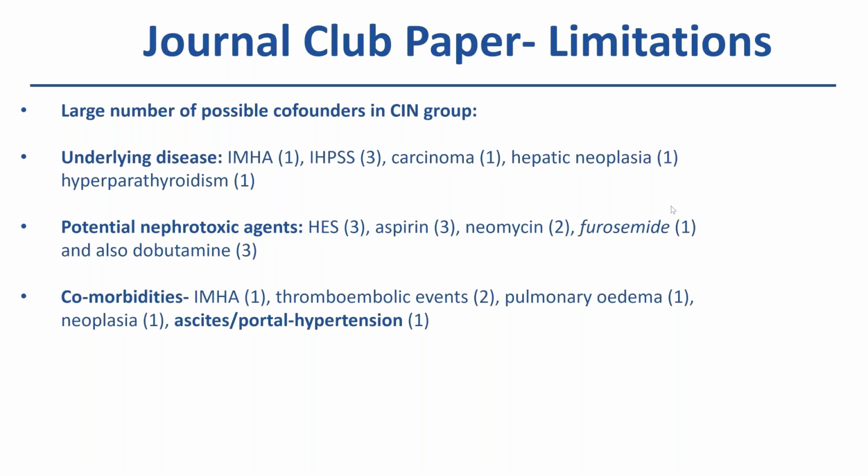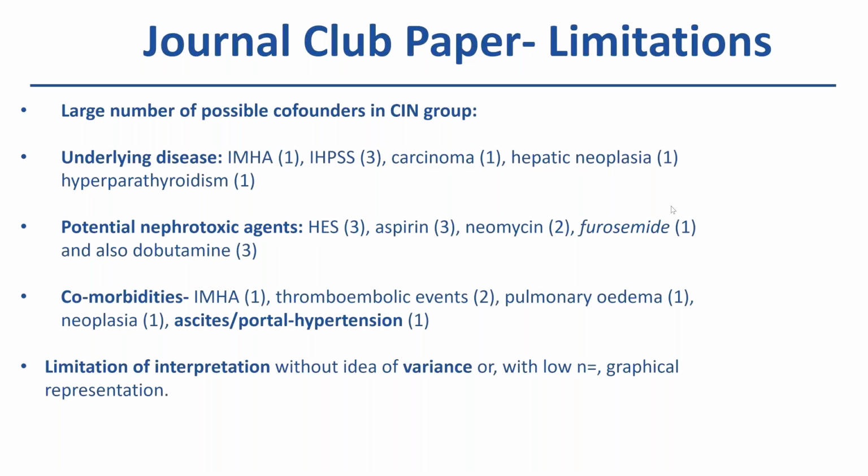And a lot of comorbidities. IMHA, 2 of them had thromboembolic events, pulmonary edema, neoplasia. I guess most importantly, 1 had ascites, so that intra-abdominal hypertension, its effect on renal blood flow, and portal hypertension as well. We know in people that the kidneys are very sensitive to that venous congestion. Is that the thing that's caused the change rather than the contrast media as well?